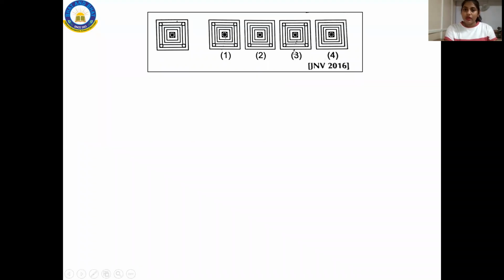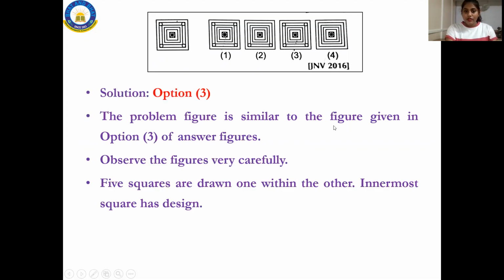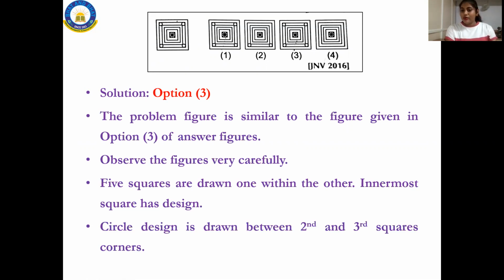Let me compare with option 3: 1, 2, 3, 4, 5. Everything is correct. What is the difference between 1 and 3? Let me know who will tell. It is option 3. Why? Because see how many squares are drawn: 1, 2, 3, 4, 5 squares and then one small one inside the box. Very good.